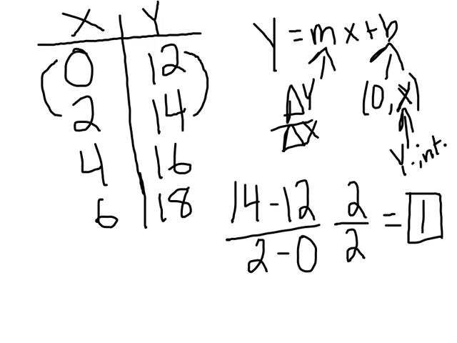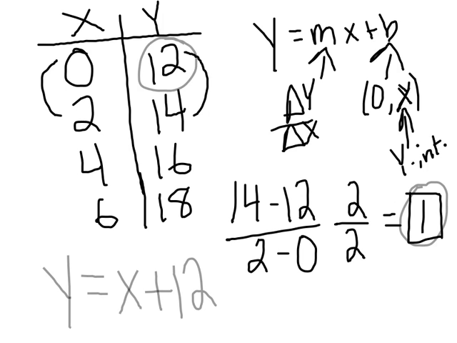Now, I need to figure out what the y-intercept is. But I know that where the value of x is 0, the value of y is my y-intercept. So if I look at this table, I see that x is 0 right here, meaning the value of y is the y-intercept. So the y-intercept in this case is 12. So I have a slope of 1 and a y-intercept of 12. So my equation here is y equals 1x, or just x, plus 12. Let's look at another one.